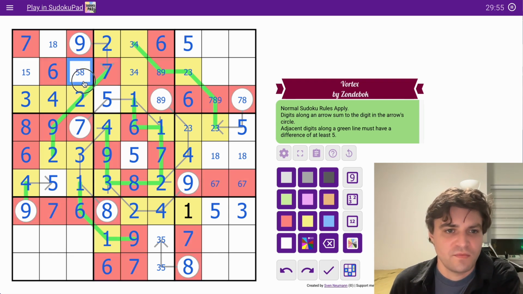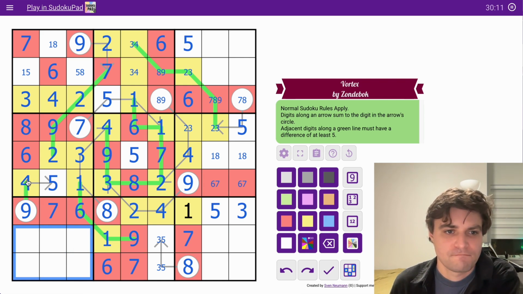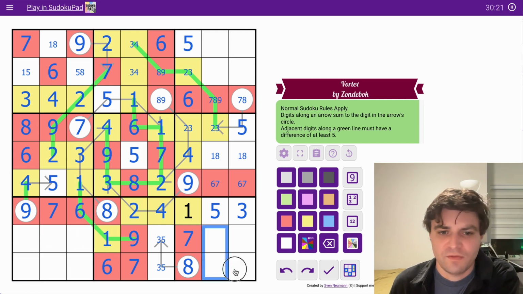I wonder if... I don't see anything that would be prevented. So it's not possible to put a 7 in either of these rows, which means a 7 can't go here. It's not possible to put a 6. I guess in here we're going to need some things. I don't know if that's the right one.